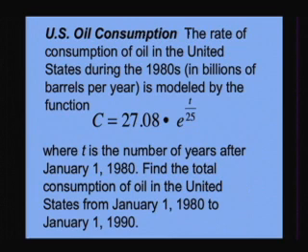Let's take the U.S. oil consumption. The rate of consumption of oil in the United States during the 1980s in billions of barrels per year is modeled by the function c equals 27.08 times e raised to the t over 25, where t is the number of years after January 1st, 1980. Find the total consumption of oil in the United States from January 1st, 1980 to January 1st, 1990.